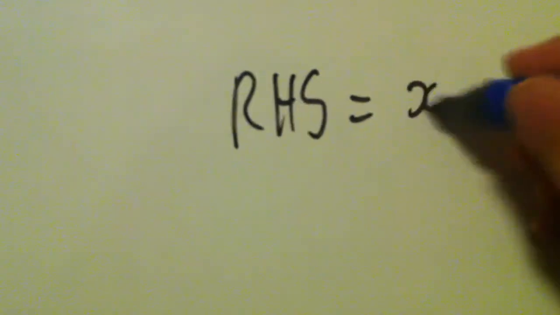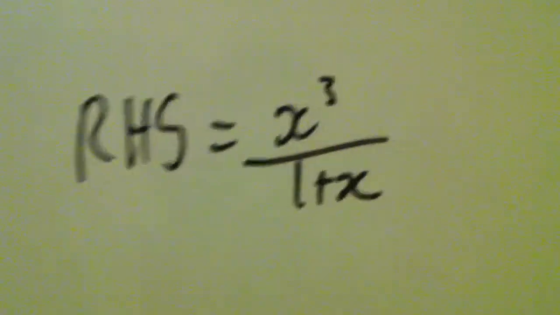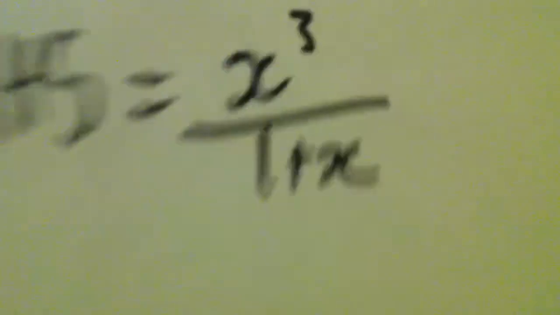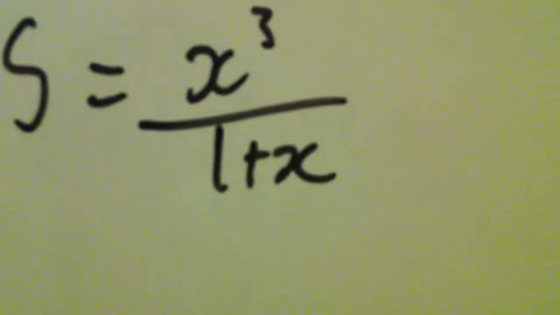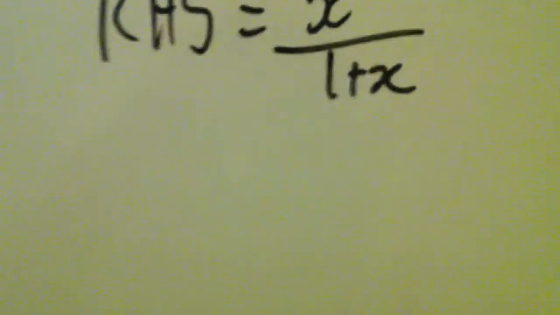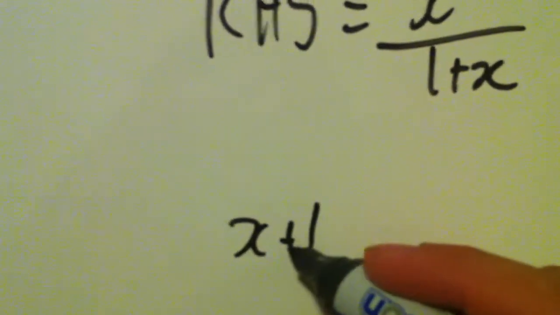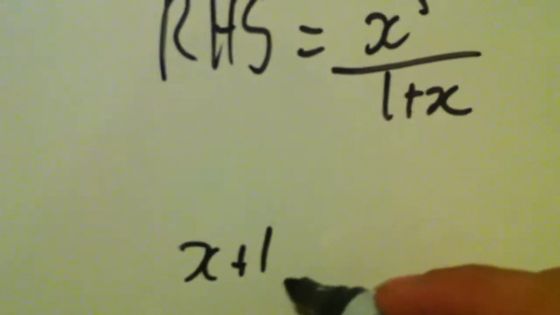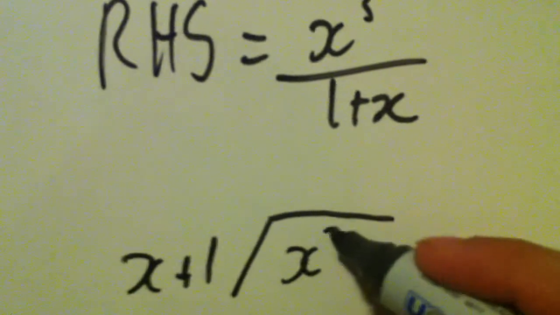So we take the right hand side, equals x cubed over 1 plus x. Now we're going to divide this polynomial, this one here, x cubed on 1 plus x. Except we're going to rewrite 1 plus x as x plus 1. If anybody says it's not the same thing, I will punch them in the face. And we're going to divide that by x cubed.